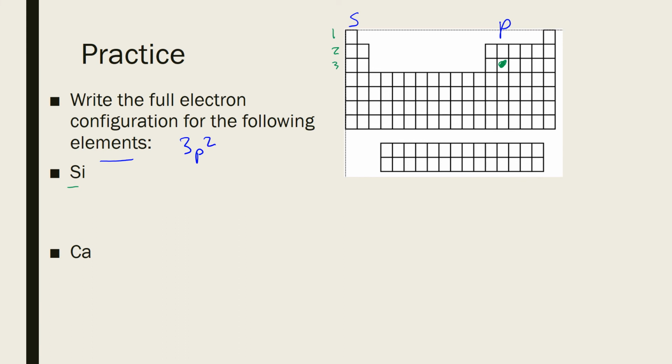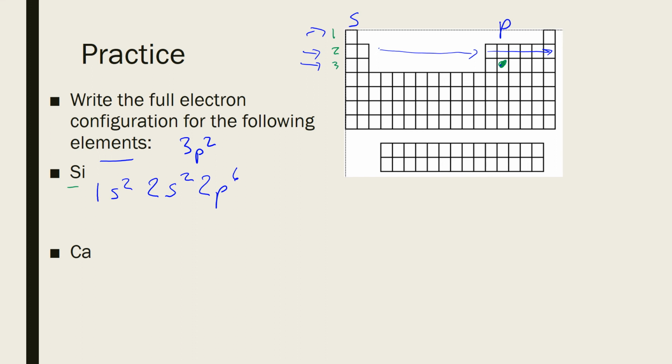So then we just start writing. We have the first block, 1s, and we know this is full because we're going to P, so we put 1s2. Now we have the second block, row 2, the S block. We know the S block's full because we have to keep going, so it's 2s2. And we keep going. Now we're in the P block, still in the second row, so 2p, and we have to go all the way to the end of that row, so 2p6.